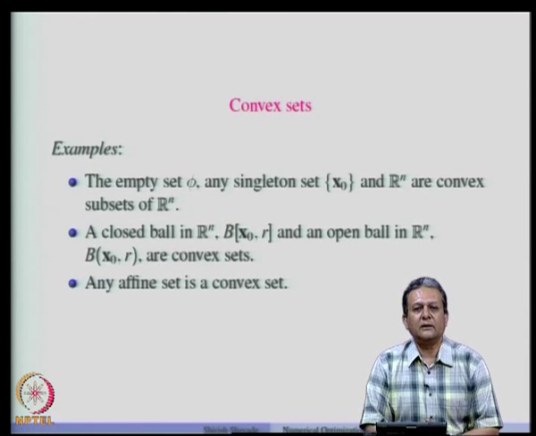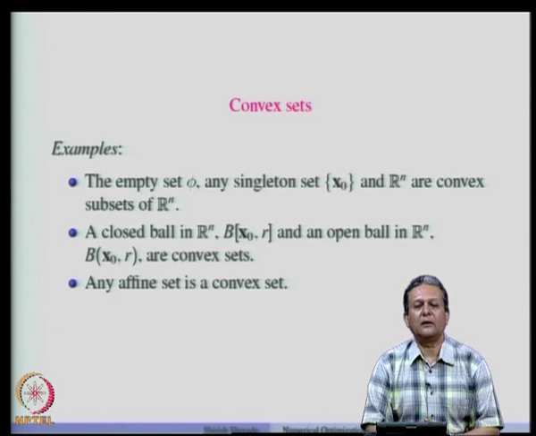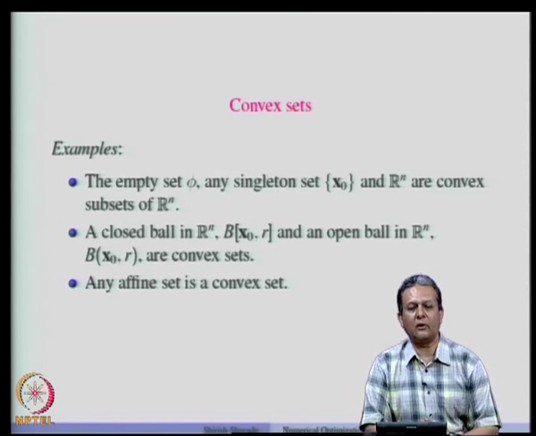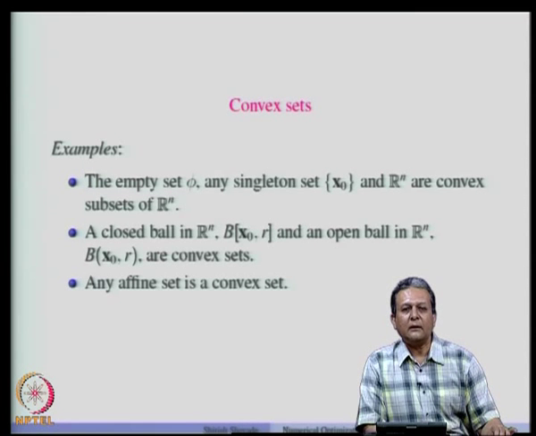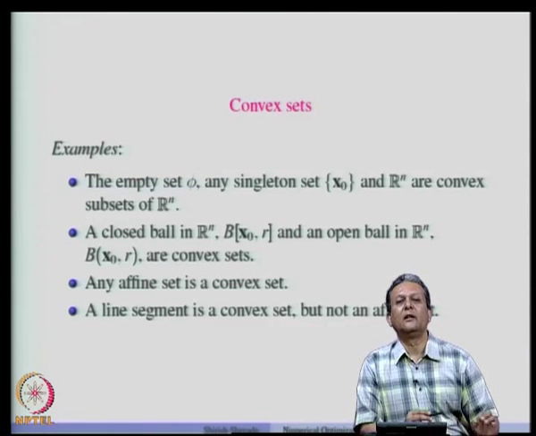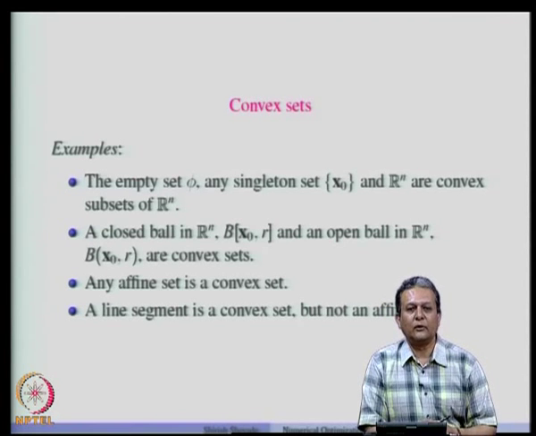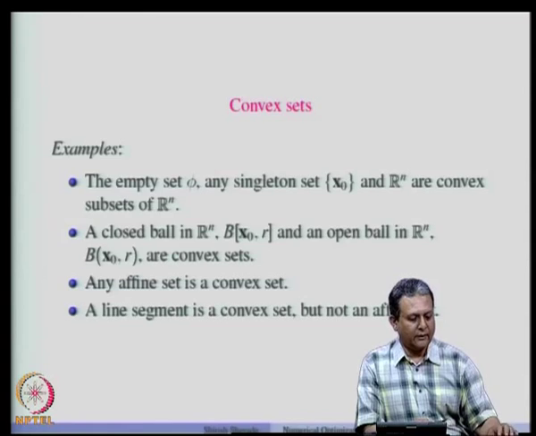Now, any affine set is a convex set, because an affine set by definition is a set where if you take any 2 points, the line passing through the 2 points always lies in that set. So, if a line passes through the set, the line segment joining any 2 points also should lie in that set. So, affine set is also a convex set. Then the line segment is a convex set, but the line segment is not affine, because the entire line does not lie in that set. So, a line segment is convex, but not affine.